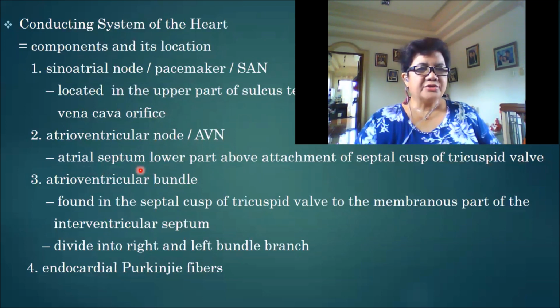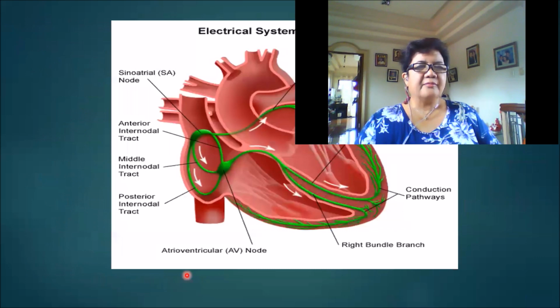Then you have also the atrioventricular bundle. It's found in the septal cusp of the tricuspid valve to the membranous part of the interventricular septum. And this will divide into the right and left bundle branch. Then you have the smallest of these fibers, your endocardial Purkinje fibers, which will be distributed to the ventricles, more on the left than on the right.